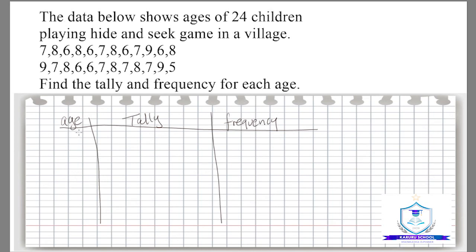So for the age, we will use the unique numbers for each of the ages, starting with the smallest to the largest. So we will identify the age values. Here we have the smallest being 5, so we indicate here 5. Then it's followed by 6, so we have a row for 6. Then we have 7, and then we have 8, and finally we have 9.